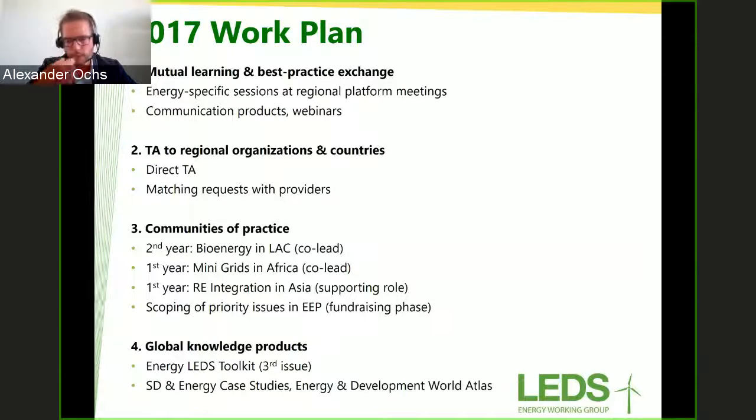And together with Edas and his colleagues, we're hoping to look into priority issues in the EEP region and trying to scope out what a community of practice could focus on there, what's of highest interest, what's a high priority to the EEP members. And then finally, the fourth area that I wanted to focus on is the one in which I see the Energy LEDS Toolkit situated. Those are global knowledge products.